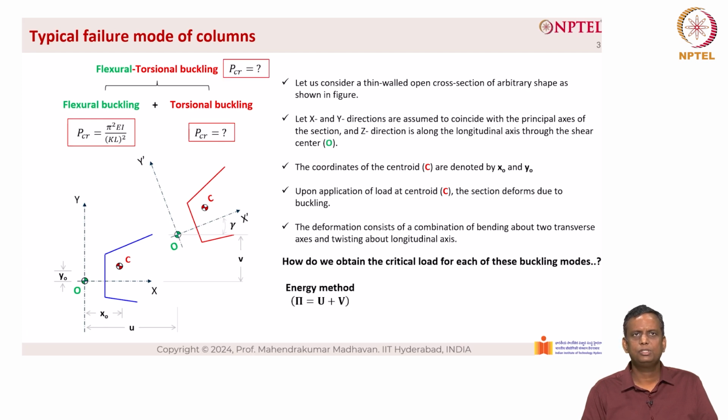We can find a solution using the energy method, which is pi equal to U plus V. This energy method for beams leads to the elastic critical moment MCR, and for columns it leads to the elastic critical load PCR.